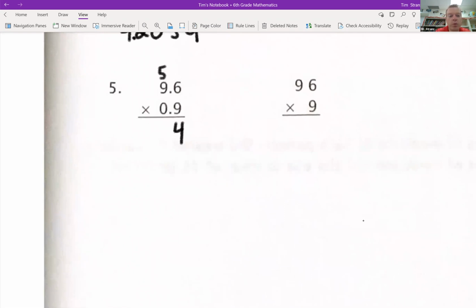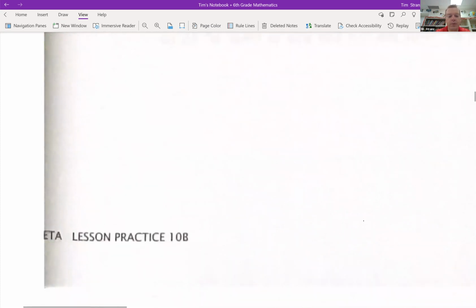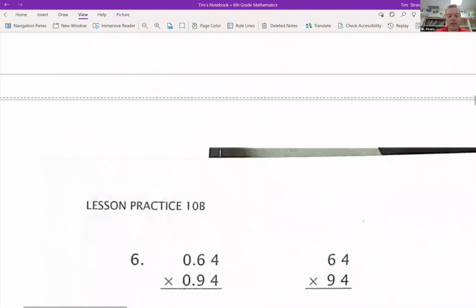And then number 5, 9.6 times 0.9, so 9 times 6 is 54. 9 times 9 is 81. Plus 5 would be 86. Okay, there's a 0 out front, so you don't have to do that one. We have 2 decimal places, so 8.64. Okay, let's keep going.